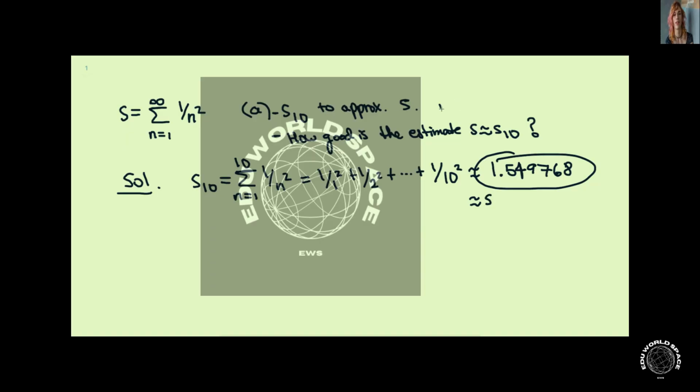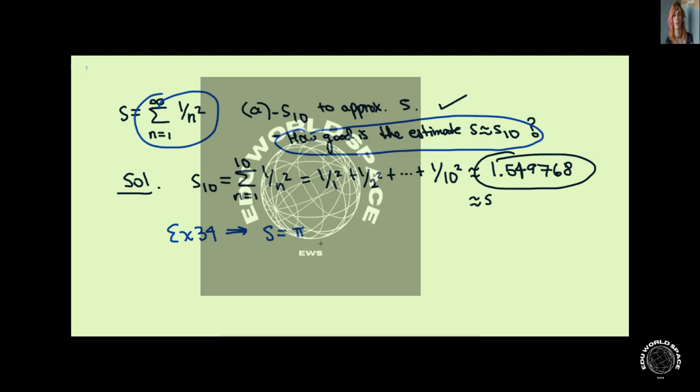Now to answer the second question, how good is the approximation? Well, if you look at exercise 34, you'll see that they give the value for S for this sum here, the infinite sum, given by Euler. So in our case, the error is the difference between the exact value and the approximation. So since we now have the exact value, we'll plug that in, and we'll also plug in our approximation, S10.